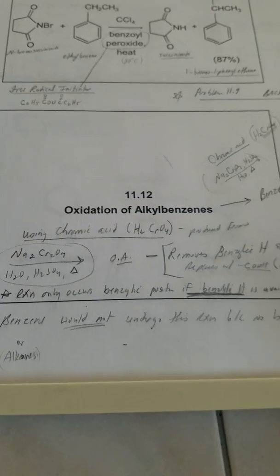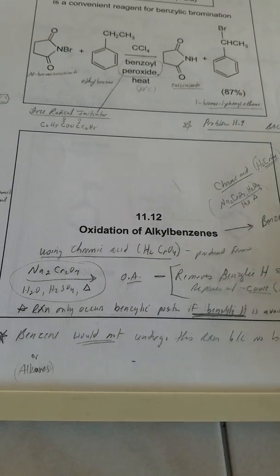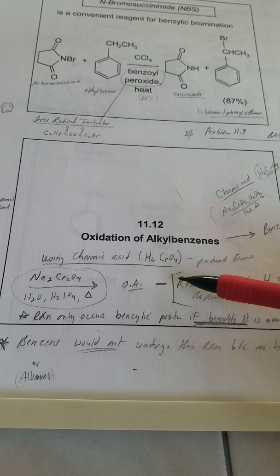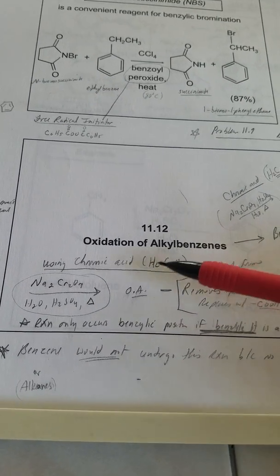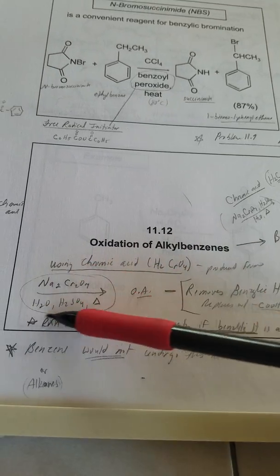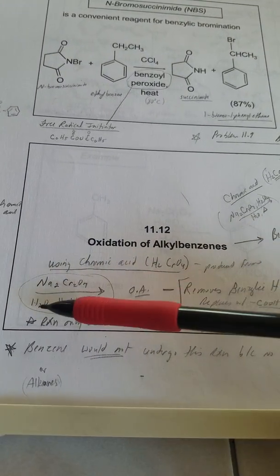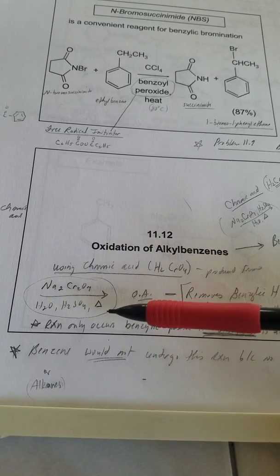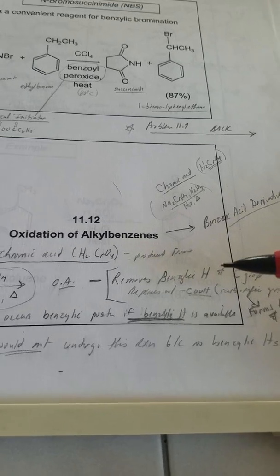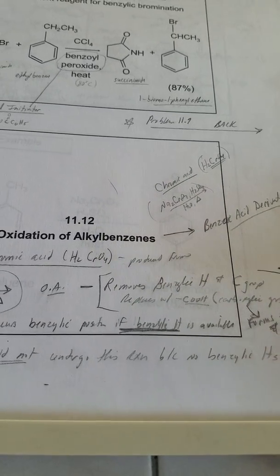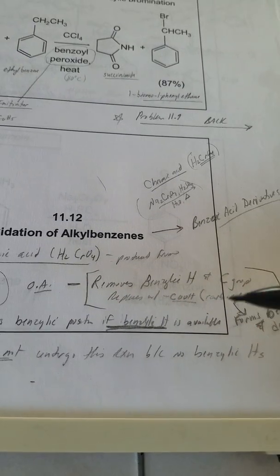The next one is an oxidation of alkylbenzenes. And this one you're going to use chromic acid. Chromic acid is H2CrO4, but we typically are going to use it in this format because this is going to form it. So this is our sodium dichromate, water, sulfuric acid, and heat. What this is going to do is remove the benzylic hydrogen and carbon group and replace it with an acid group, or a COOH group.